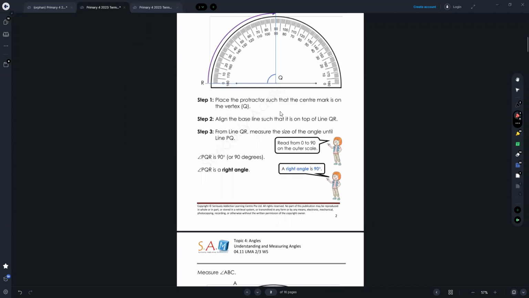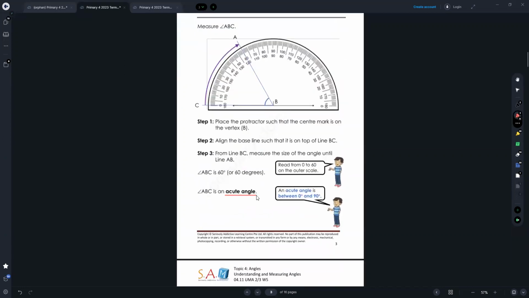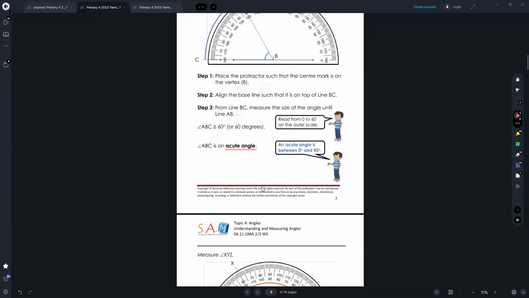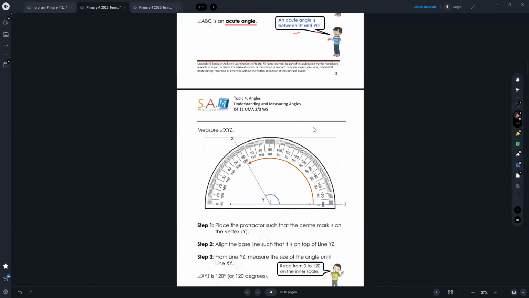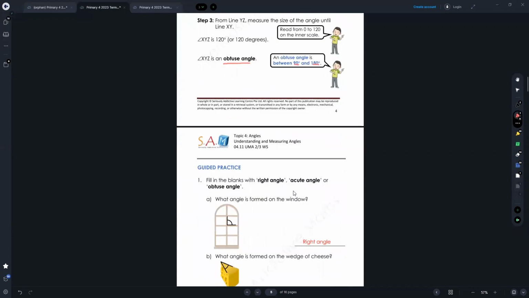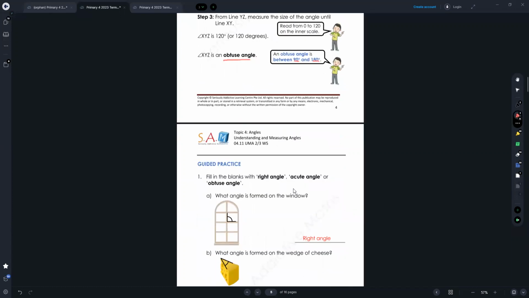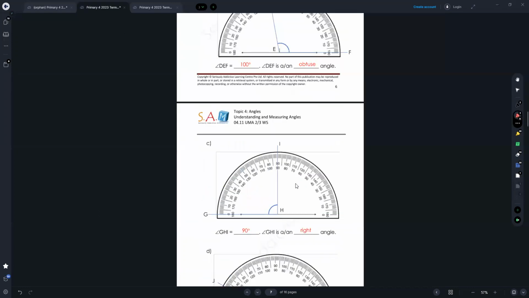Here they are figuring out what is considered a right angle, 90 degrees. And then they need to know what an acute angle is, anything that is less than 90 degrees, so between 0 and 90, does not include 0, does not include 90. And then they need to know an obtuse angle, which is anything between 90 and 180, does not include 90, does not include 180. Then get them to do the guided practice.